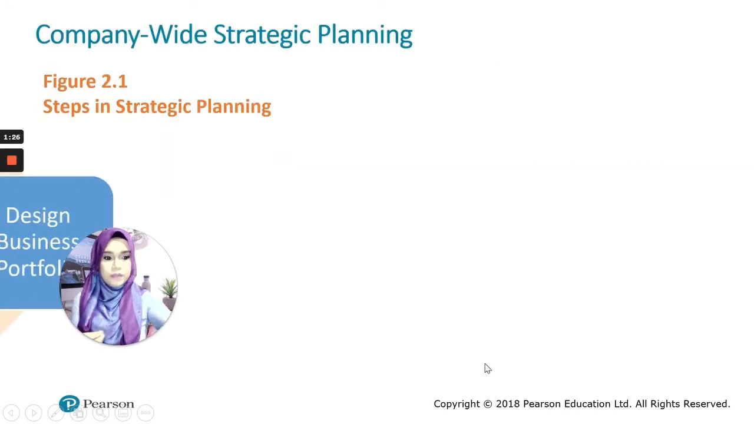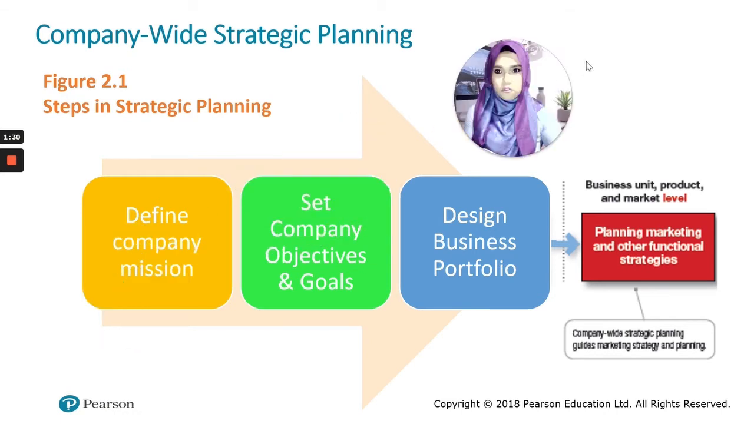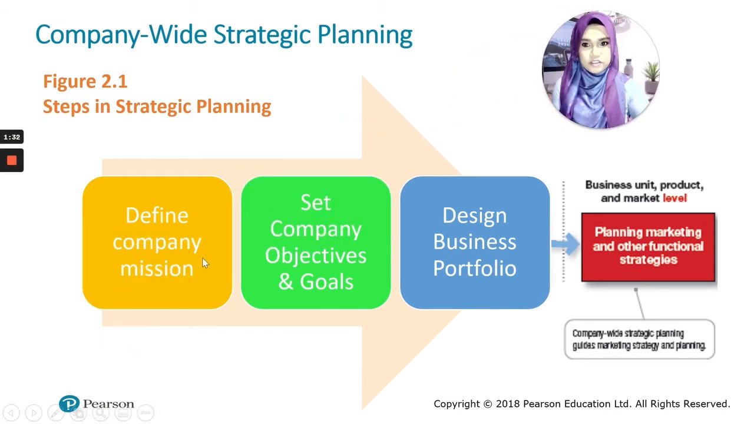Okay, so there are 4 steps. The 4 steps in strategic planning are, the first one, to define the company mission. Secondly, set the company objectives and also the goals. Then design the business portfolio, and then you start to do the marketing plan and also other functional strategies.